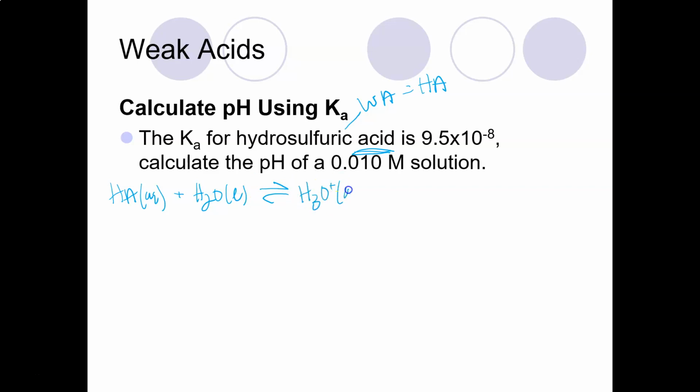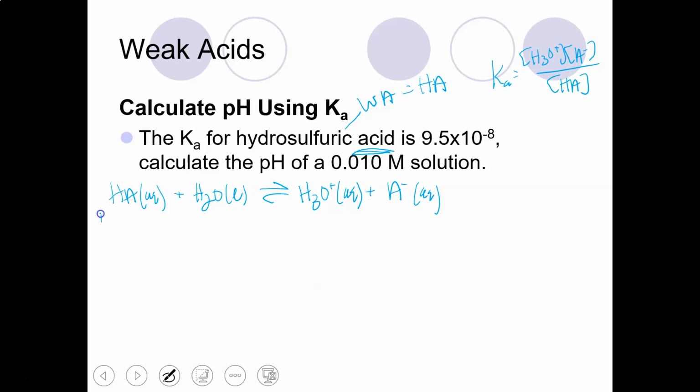So I'm going to write out this. I know that Ka equals products over reactants, so H3O plus times A minus over HA. And we're supposed to solve for pH, which means I need to know the H3O plus molarity, and we are not given that. So I'm going to set up my ice table because I need to know the H3O plus molarity and I don't have it. So I'm going to ignore water. I'm going to do my squiggly line there.